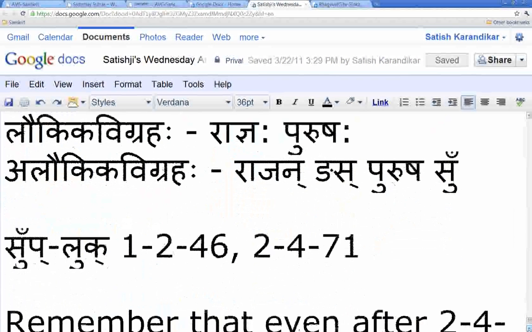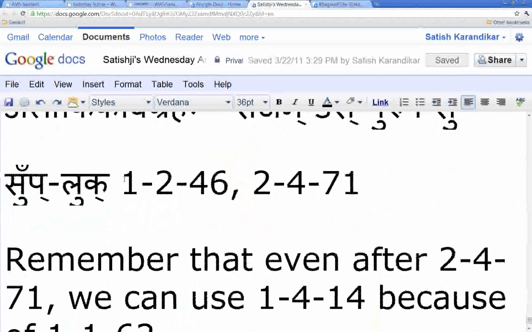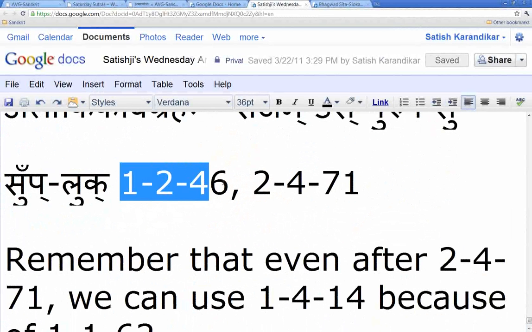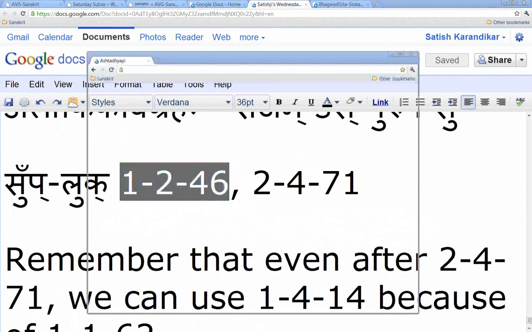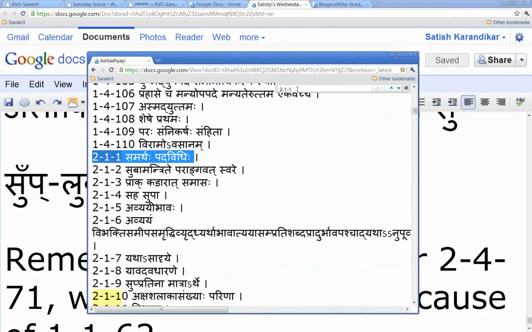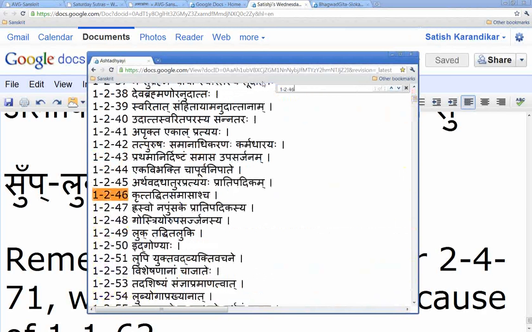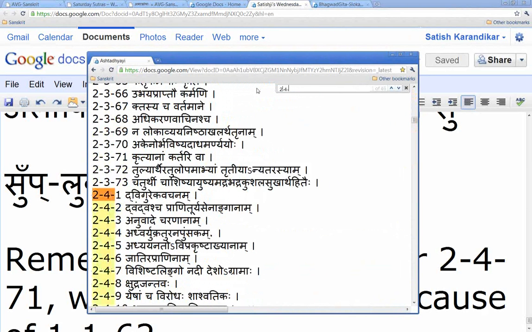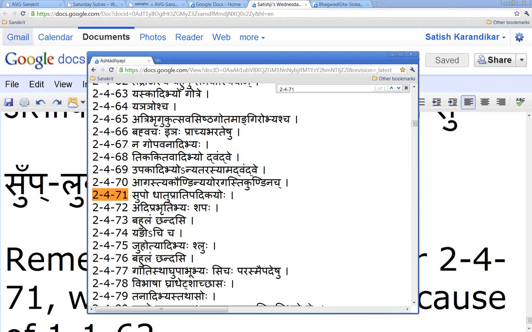And then we saw these two basic rules: Krittaddhita Samasashcha, which you already know, giving the Pratipadika Sanjna, and then Supo Dhatu Pratipadikayoho. So Krittaddhita Samasashcha, followed by Supo Dhatu Pratipadikayoho. Let's look at those. Those are very fundamental. Anytime we form a Samasa, these are going to be coming all the time. So Krittaddhita Samasashcha gives the Pratipadika Sanjna, and then Supo Dhatu Pratipadikayoho gives Supluk. That's a general rule.